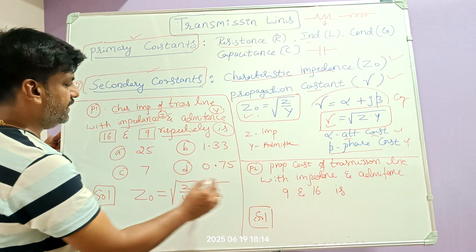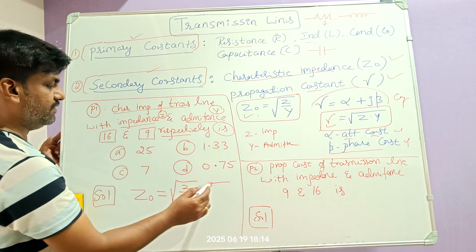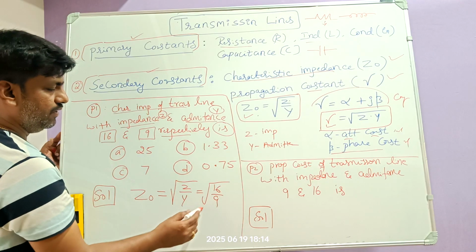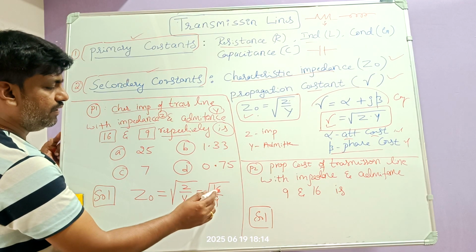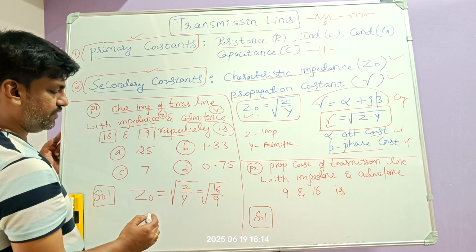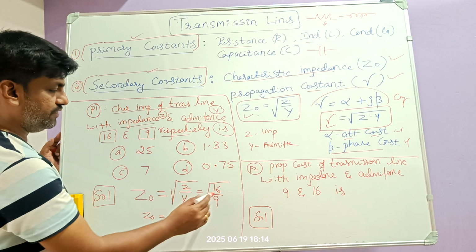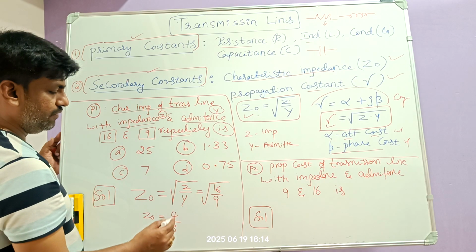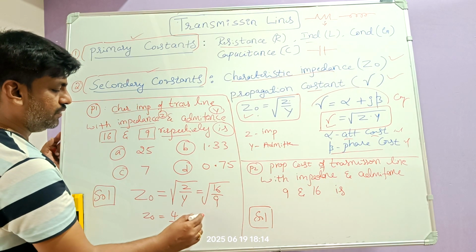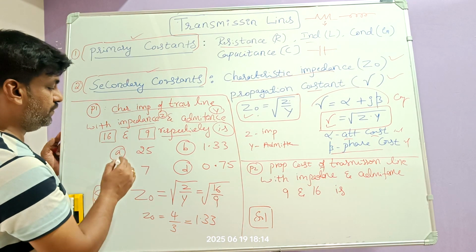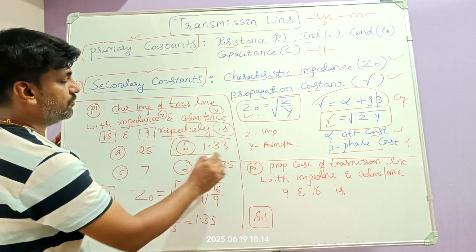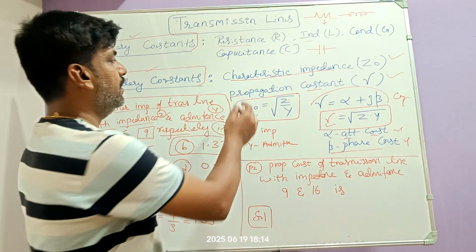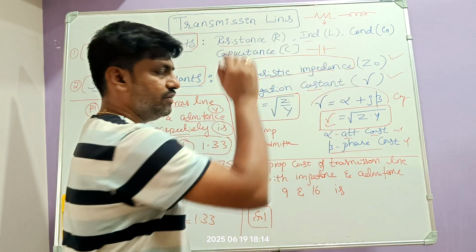So the value of Z is given, which is 16. The value of admittance is given, 9. We can do this as Z0 is equal to, what is the root of 16? 4. What is the root of 9? 3. What is 4 by 3? The answer is 1.33. So out of the four options given in the MCQ, the correct answer is 1.33. For this we should use this formula, which is the characteristic impedance Z0.